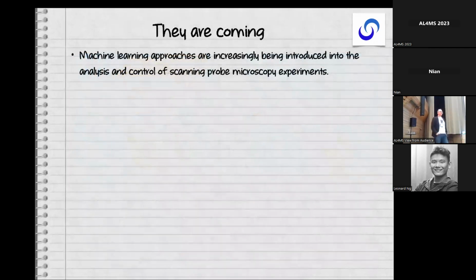So this is a machine learning meeting, so I'm going to go straight into that and also try and introduce in one slide the history of machine learning and scanning probe microscopy, which of course is skipping a lot. But it is really coming increasingly in the last 5 years. I've seen a massive increase in the applications of these techniques.